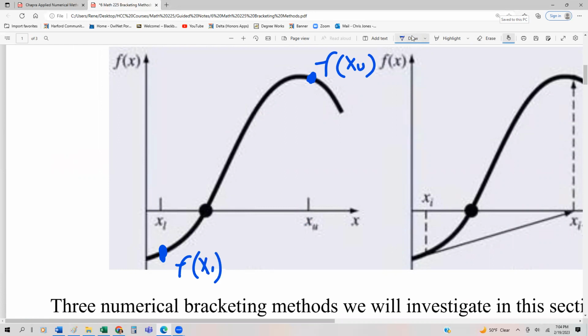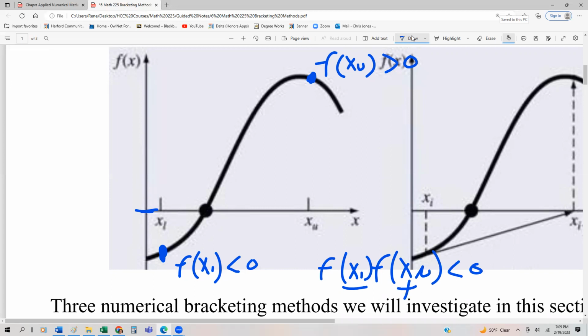What I want you to notice is that f at x sub u is greater than 0. It's above the x-axis. And this value is less than 0. So if I multiply f at xl times f at xu, that should be less than 0, because you have a negative value times a positive value.